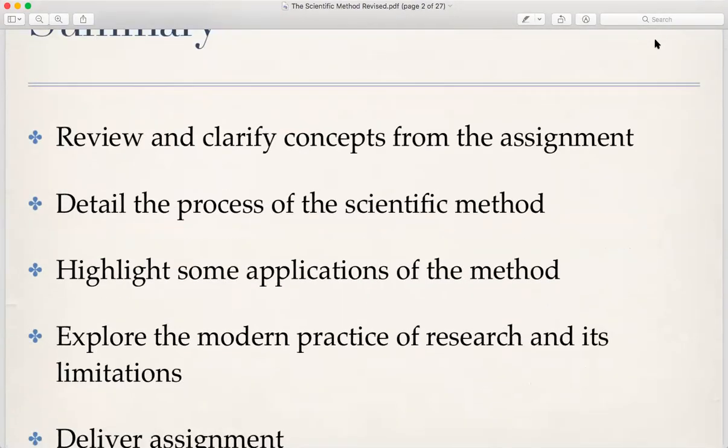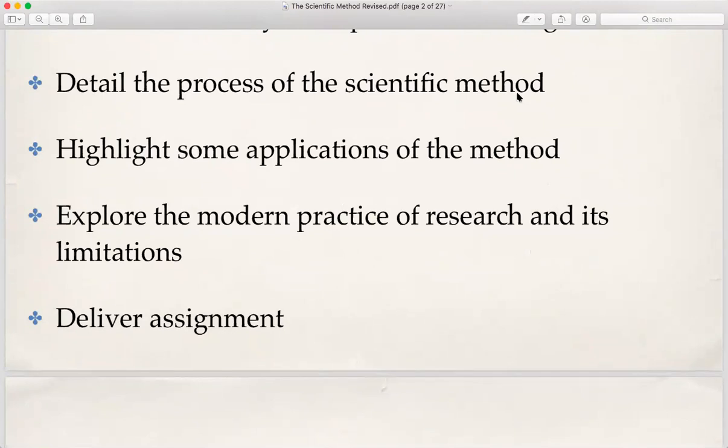Okay. So basically, the point of this presentation is to detail the process of the scientific method. I'm also going to highlight some applications of it. I find that it's really helpful to see how scientists and researchers came to their conclusions and the logical processes that they took. It helps demystify the entire process to see that even very famous Nobel Prize winning people had a system and followed a method. So I'm going to be doing that as well.